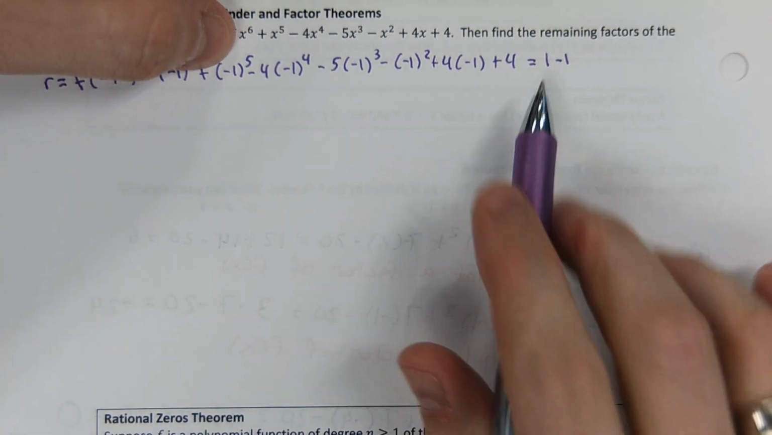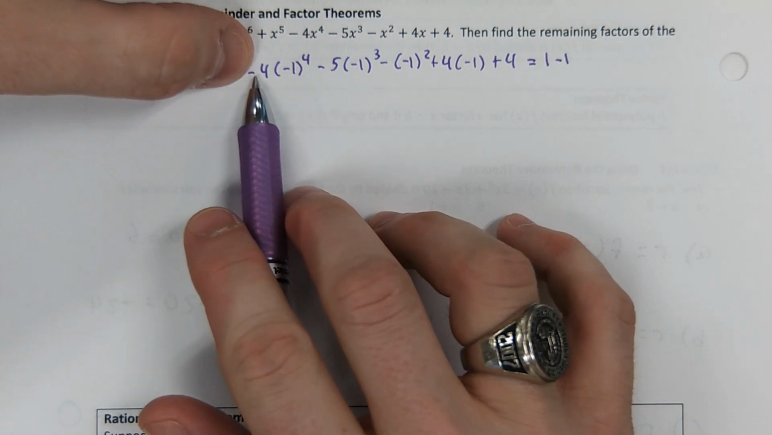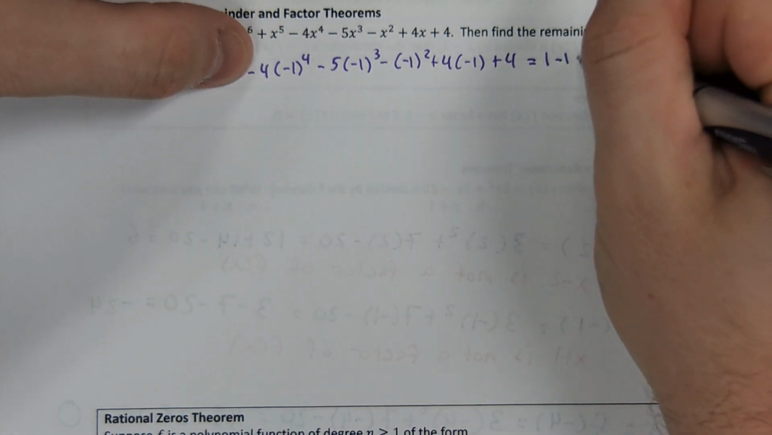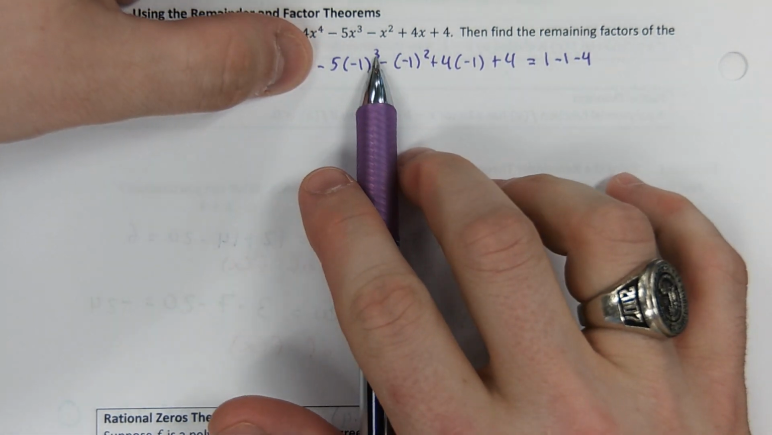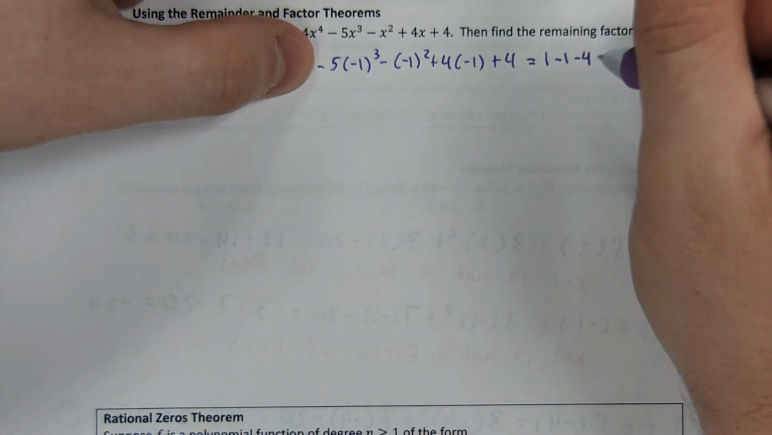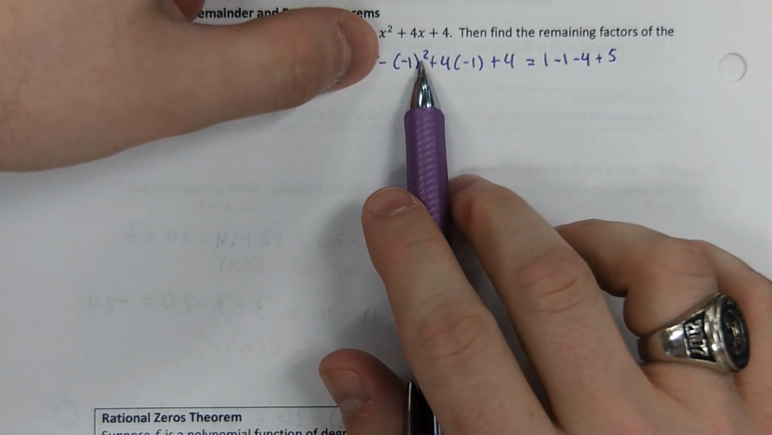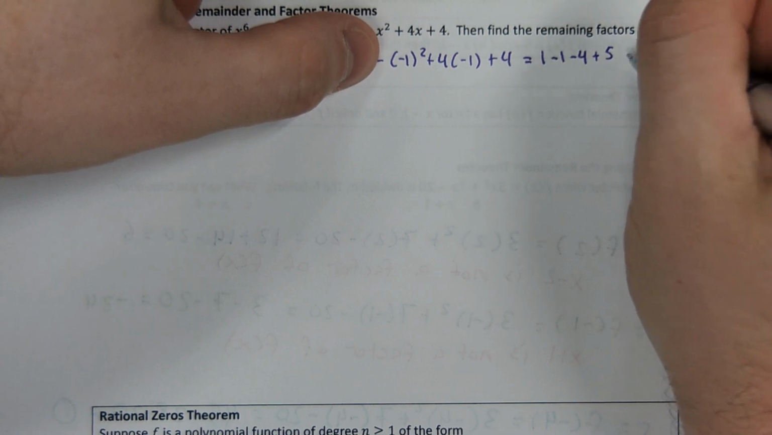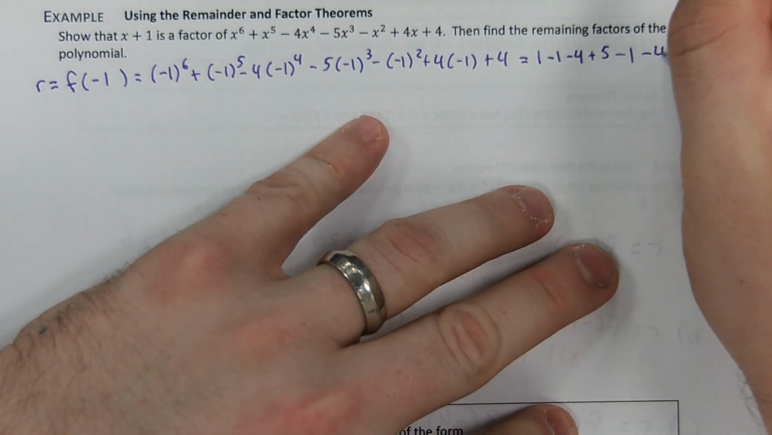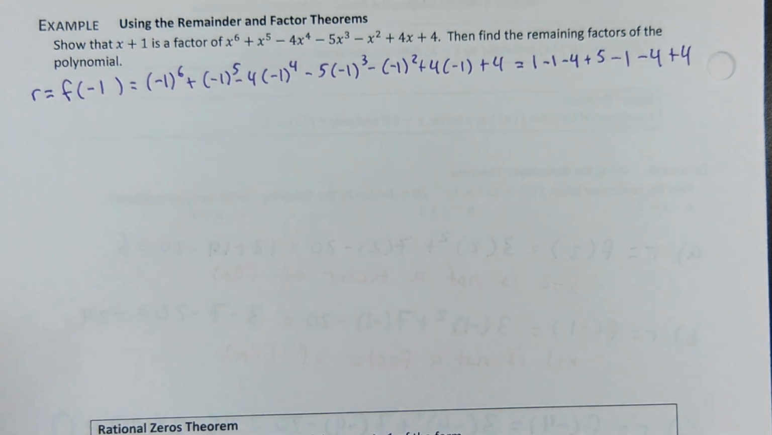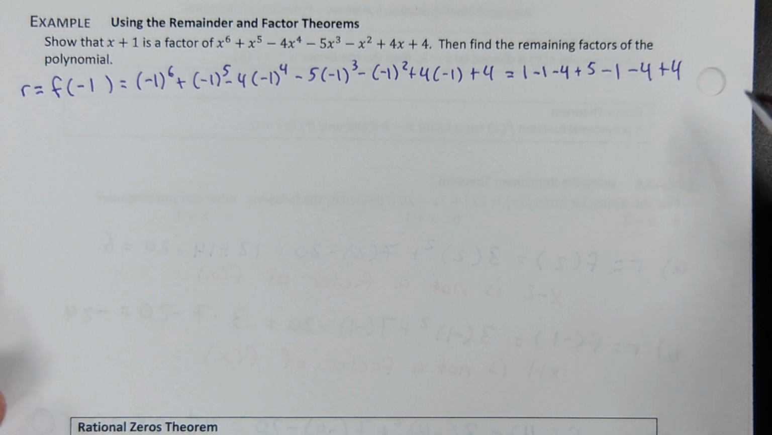So far I have 0. Negative 1 to an even power is positive 1. And negative 4 times positive 1. So that's just going to give me minus 4. Negative 1 to an odd power is negative 1. So negative 5 and negative 1 is positive 5. Negative 1 squared is 1. Oh, but minus 4 times negative 1. And then plus 4. This darn hole in my paper.